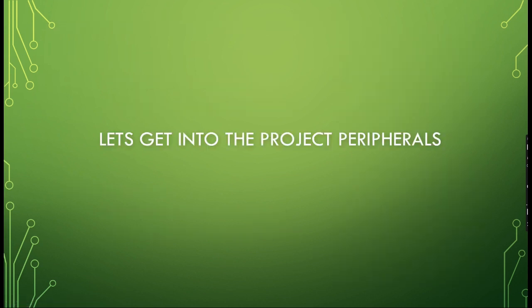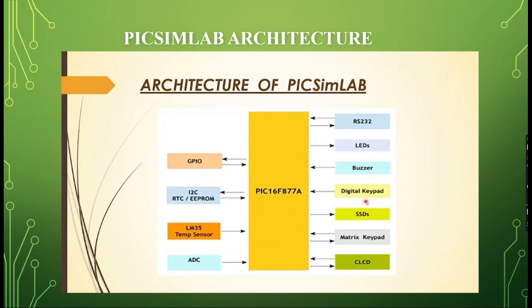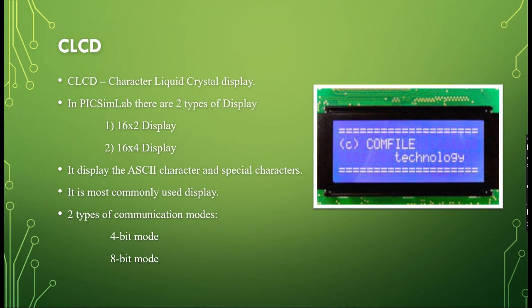Now let's get into the project peripherals. The simulator which we are using here is PixSimLab, and the PixSimLab basically consists of PIC16F877A as the main board, and the main board has RS232, LEDs, buzzer, digital keypad, SSDs, matrix keypad, CLCD, GPIO, I2C, LM35, and ADC.